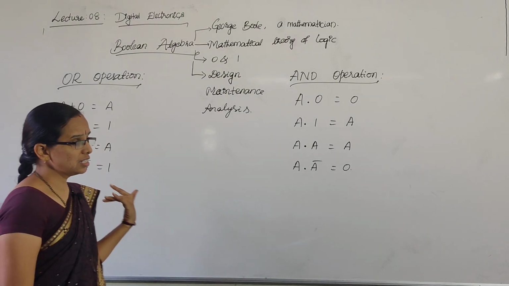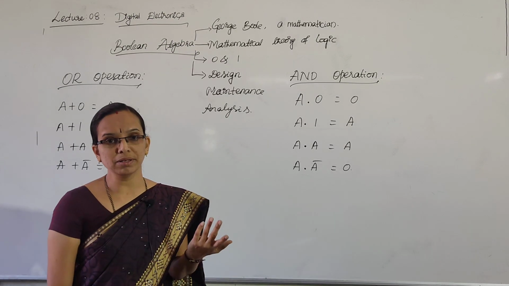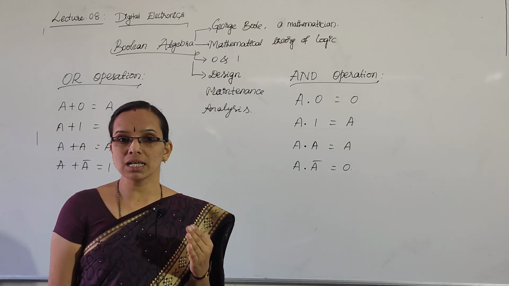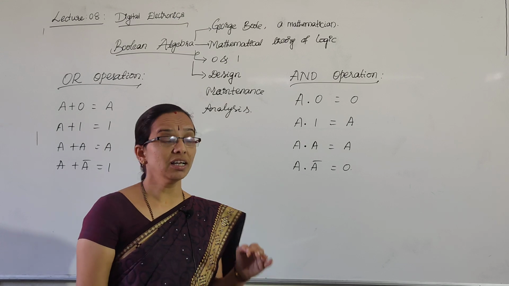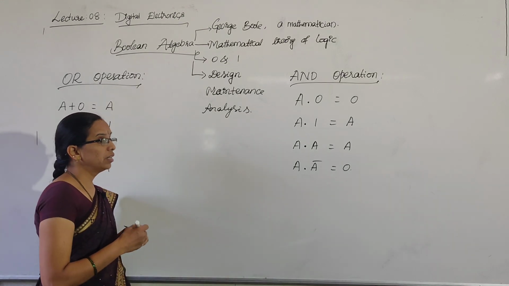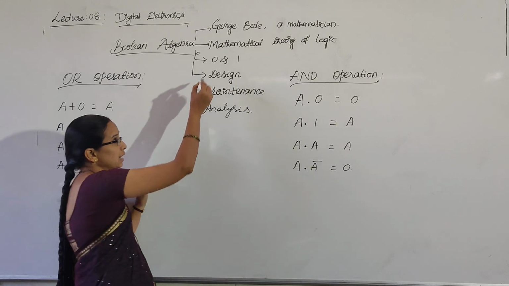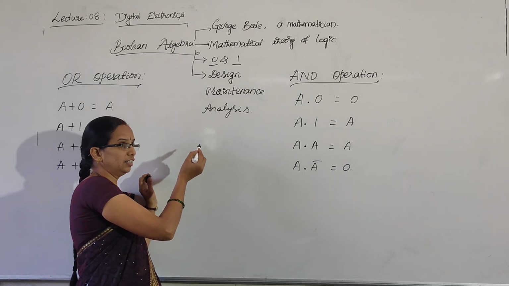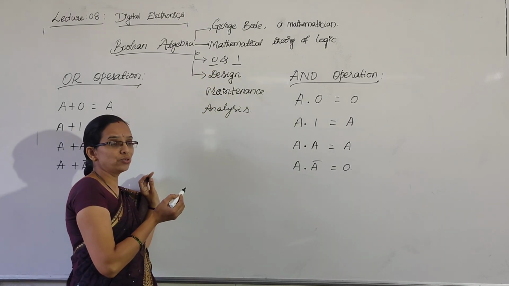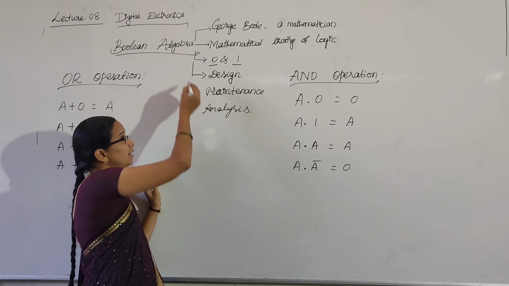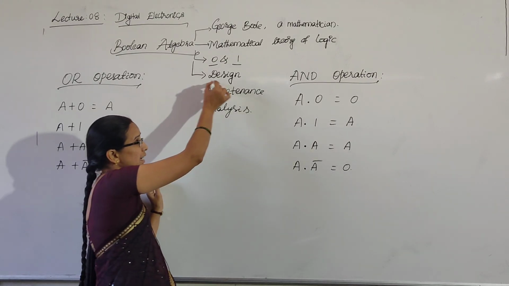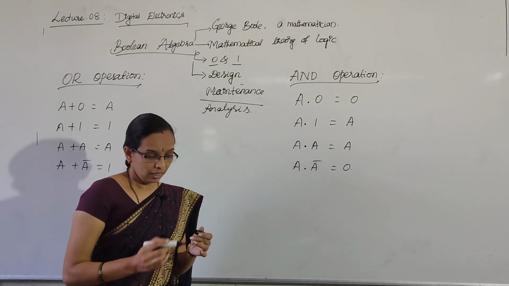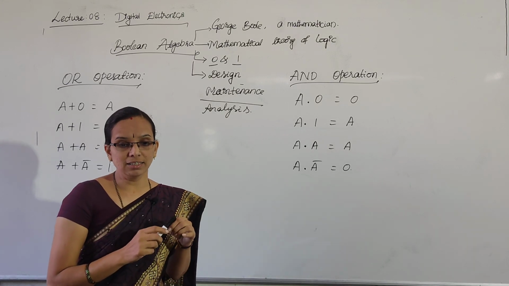In mathematical algebra, variables will be there, that you know. Variables can assume any of the values, right? But here in Boolean algebra, a variable can assume either of two values, that is 0 and 1. Either the variable should take the value 0 or 1. And this Boolean algebra is used in the design, maintenance and analysis of digital circuits. Please concentrate on the class and learn it.